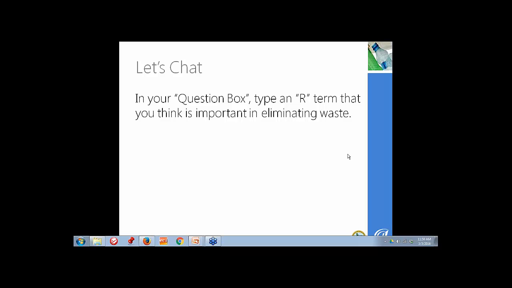So my suggestion is to bring a reusable mug, and a lot of businesses that sell coffee are now offering incentives to bring your own mug. I know that some of them will give you like a 10-cent saving on your cup if you bring your own cup. So that's a great alternative and something to think about.